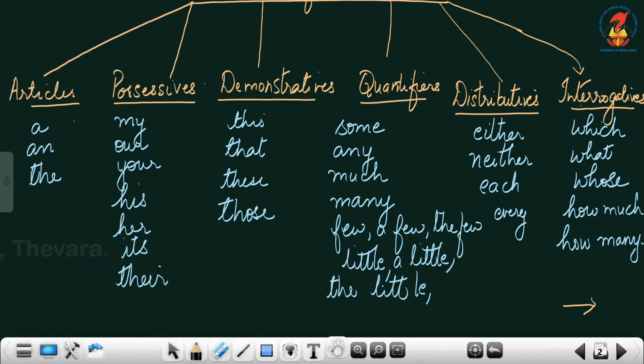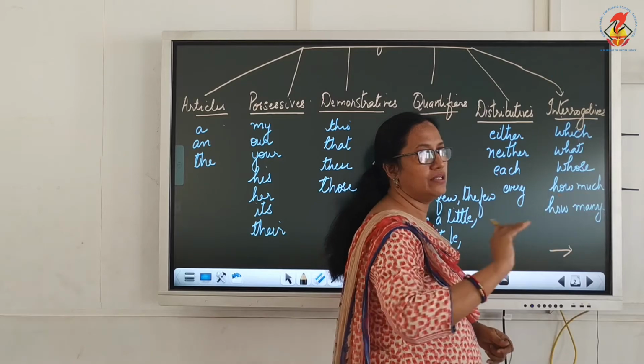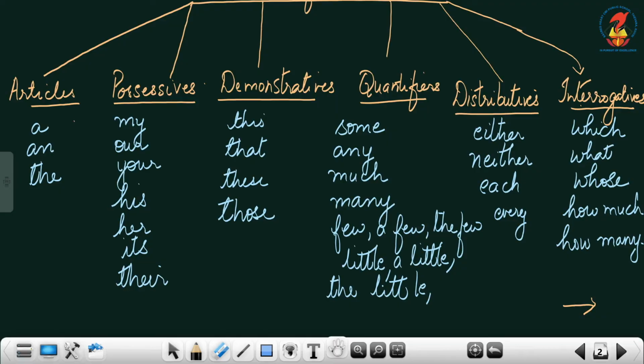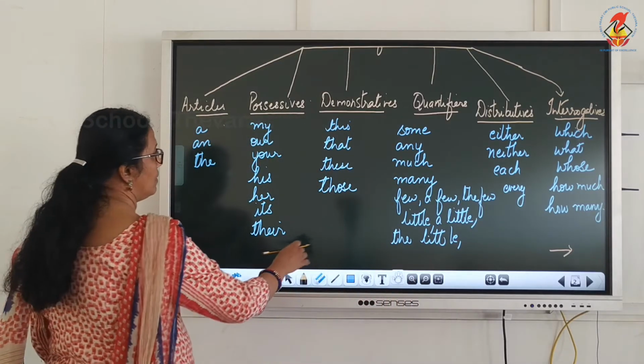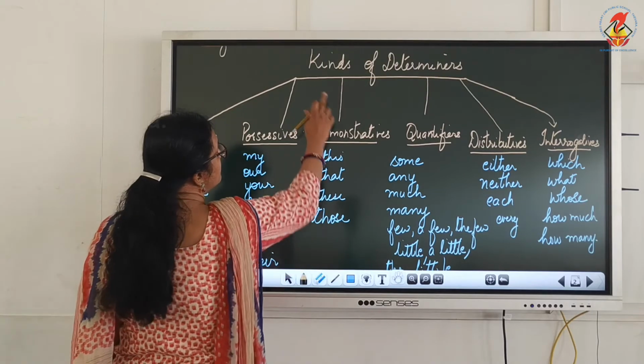Then you have distributives, like distributing: either, neither, each and every. As the word suggests, you are distributing it, each and every. Then interrogatives. As the word suggests, interrogatives are nothing but asking questions: which, what, whose, how many, how much. So that is how we come to know about the different kinds of determiners.